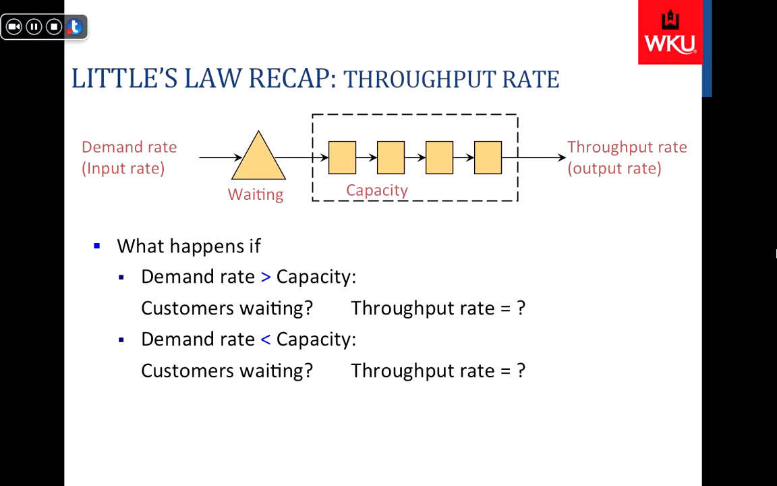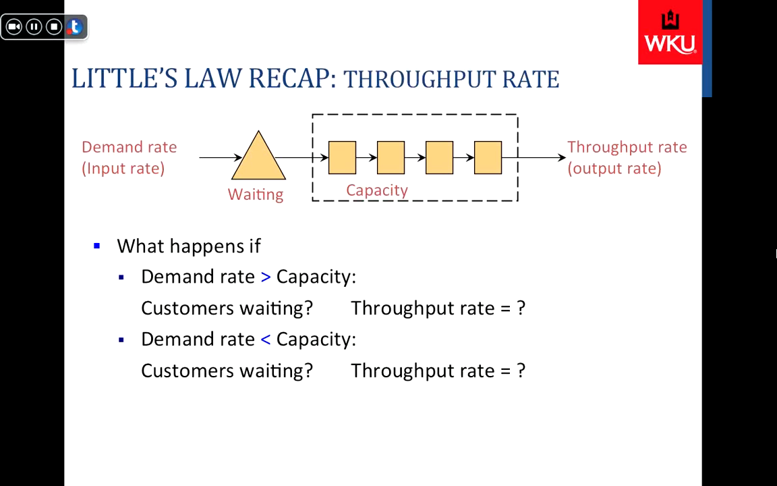So let's look at the throughput rate. In the previous case, when the demand rate is higher than capacity, the throughput rate will be determined by the capacity of the restaurant, because you can serve up to 100 customers, and 120 are coming in, but 120 will not come out, right? The restaurant can only serve up to 100 customers per hour. So in that hour, only 100 customers will leave the system. So the throughput rate will be 100.